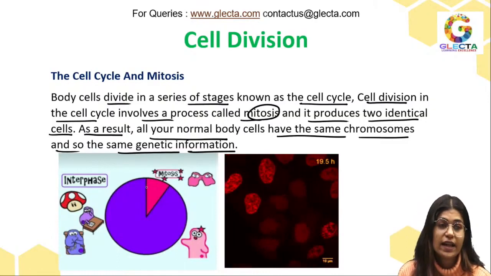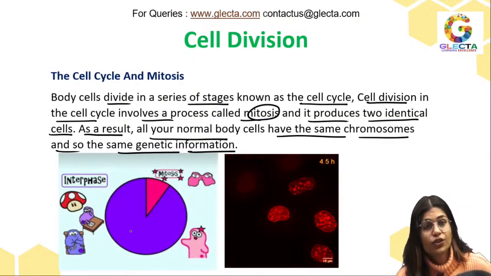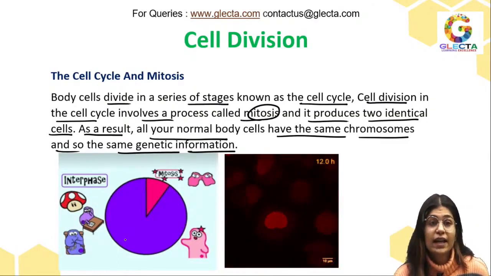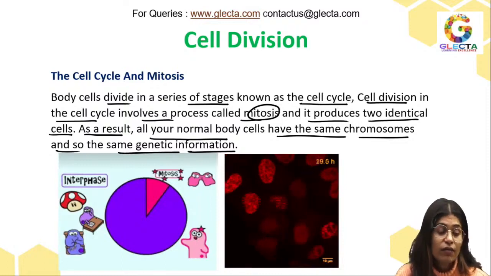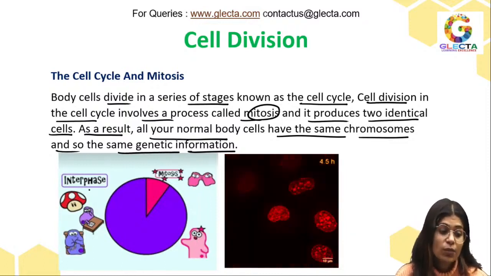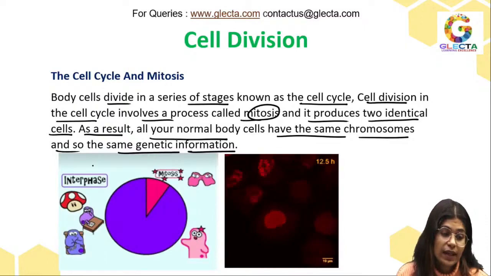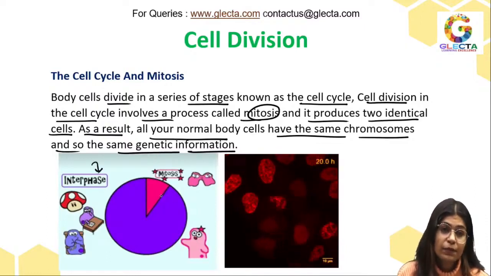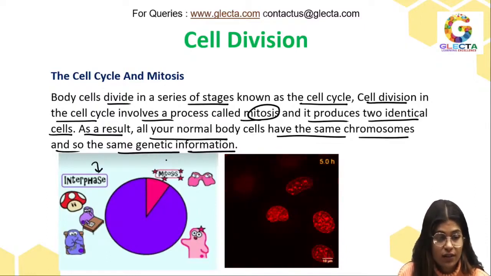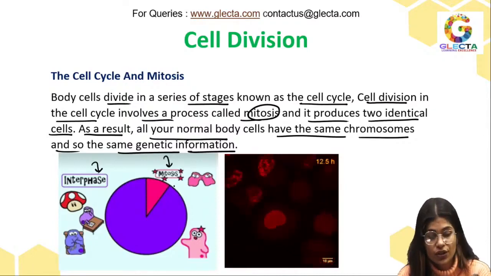Now if you look at this here, the cycle has been divided into two colors, one violet and the other one magenta. The violet one looks like interphase here. The pink or magenta one looks like mitosis.